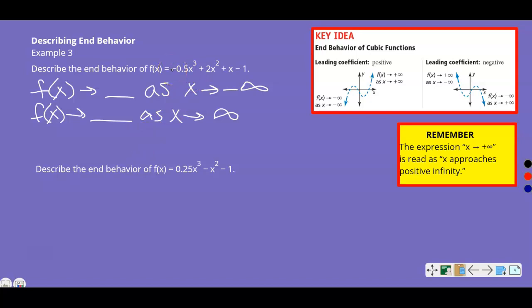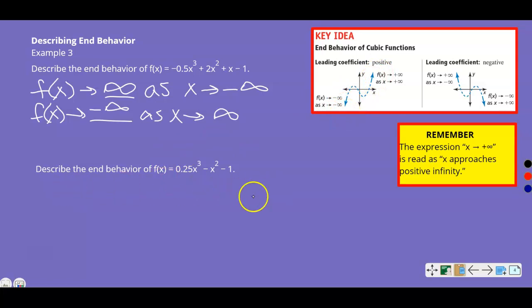So if the leading coefficient is negative, that means it's going to be this shape right here. As it goes towards negative infinity, this is going up, so f of x would be positive infinity. And then since the leading coefficient is negative, the other side is the opposite of whatever this is. So if this is positive, this has to be negative. They're always going to have opposite signs here because it's cubic. Anytime it's an odd degree, the end behavior goes in opposite directions. Even goes in the same direction.